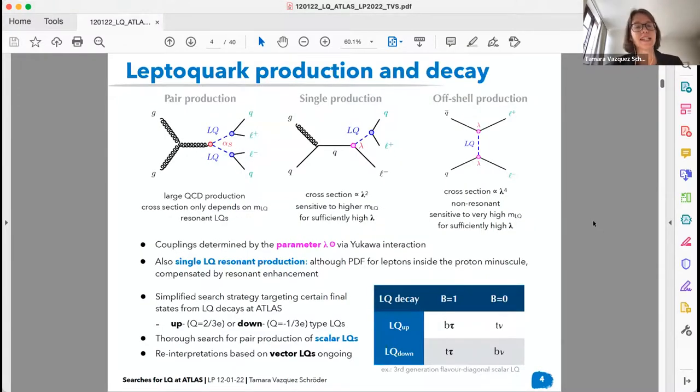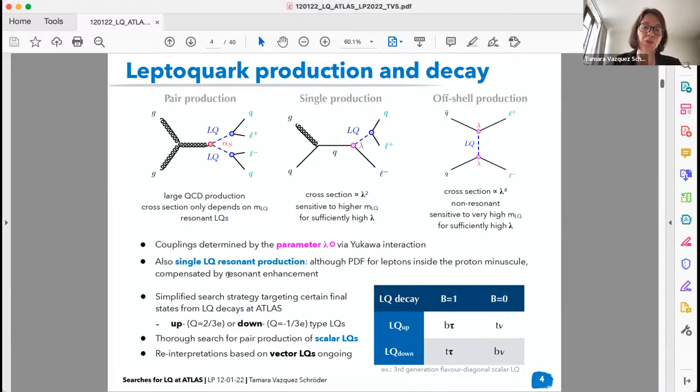Moving to the next slide, just for overall information, leptoquarks can be produced and decay in various modes. We have pair production that, as you see, profits from the large QCD production at the LHC, and we can have resonant leptoquarks produced. Whereas for the single and the off-shell production, the cross-section starts to depend on this parameter lambda that determines the couplings of the leptoquark to the quark and lepton via the Yukawa interaction. These two, single and off-shell production, are sensitive to higher leptoquark masses for sufficiently high lambda.